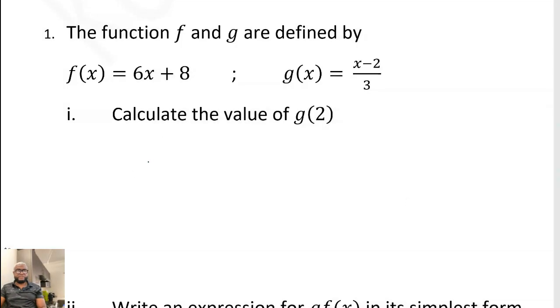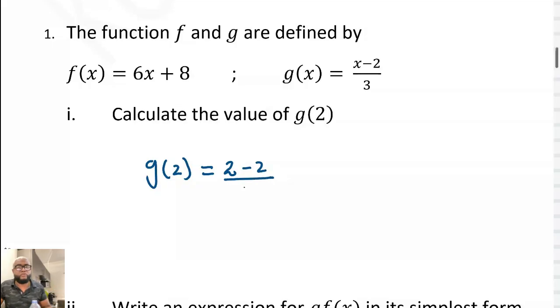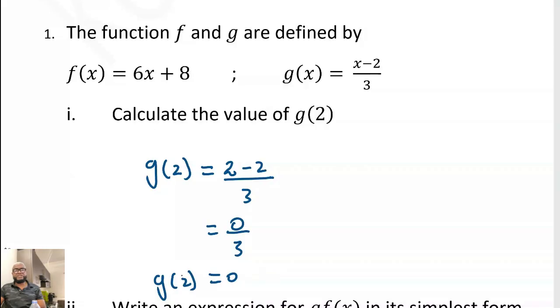Now, the question asks us to calculate g of 2. What is my input here, my children? We just talked input and output. The input for this question is 2. So when I ask you to calculate the value of g of 2, it means that I want the output. So let's work. What is g of x defined by? x minus 2 over 3. But I am going to input 2, so instead of putting x, I'm going to put 2 minus 2 over 3. 2 minus 2 is 0, divided by 3 is 0. So this is what g of 2 is.